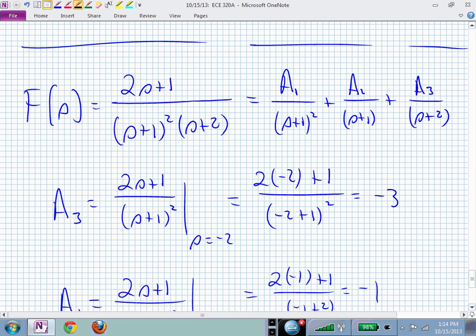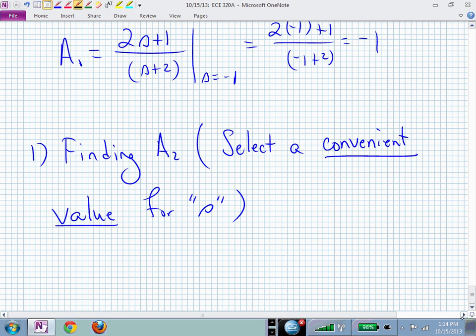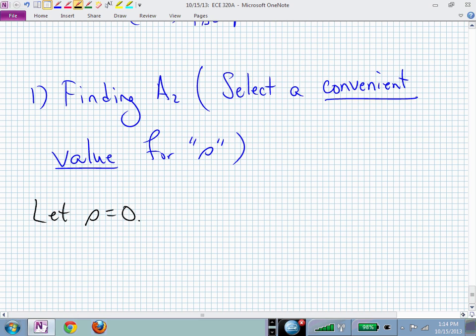A lot of times I look and I say, do I have a pole at the origin? Do I have an s sitting down there? And if I don't, I'm going to plug in s equals 0. That will get rid of a lot of the s's. That's what I want to do here. So this is a nice first guess, but you want to make sure that that's not one of your poles. So now that convenient value needs to be something other than a pole.